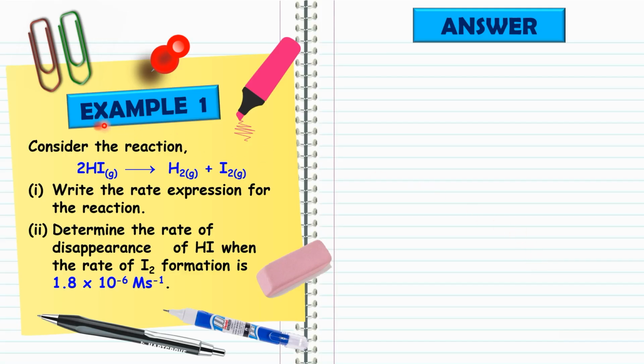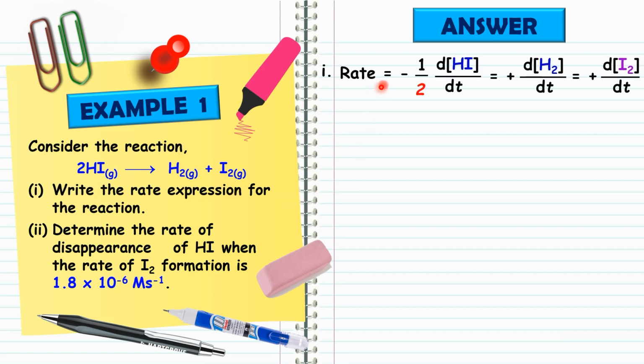So, example 1. Consider the reaction: 2 HI gas produces H2 gas and I2 gas. You have to write the rate expression for the reaction. Rate expression here means the rate differential equation. So here is the sample answer. First, you have to write the title, which refers to rate equal to.